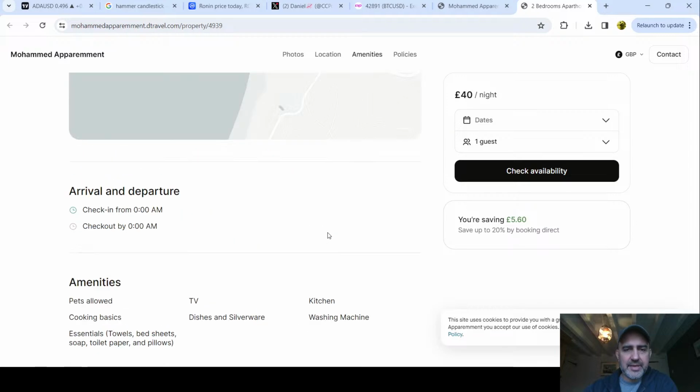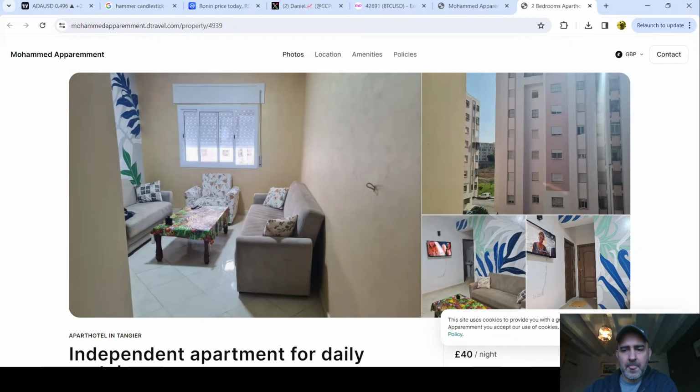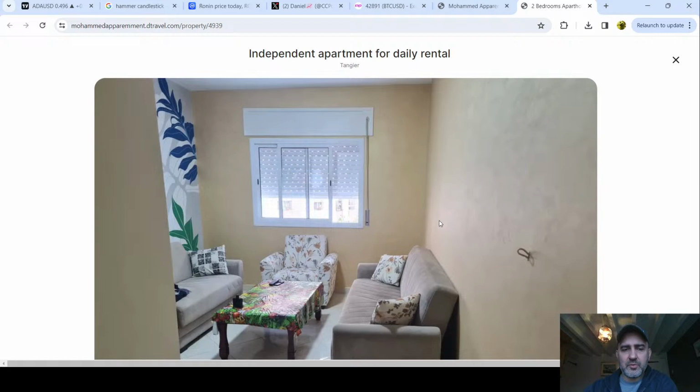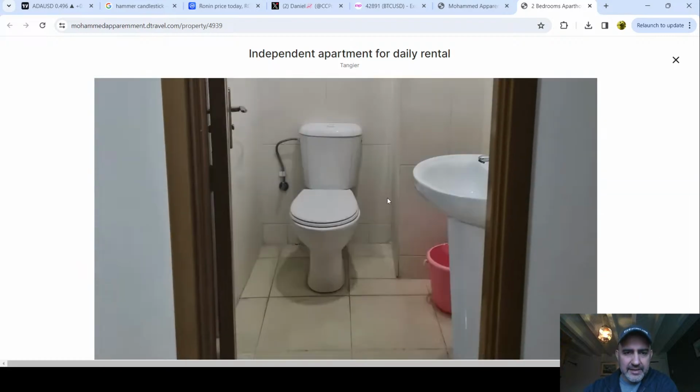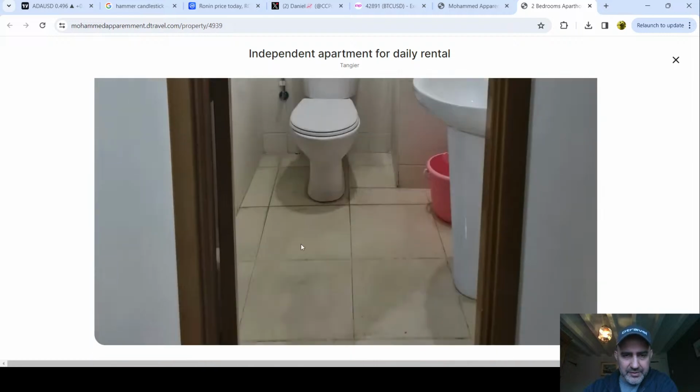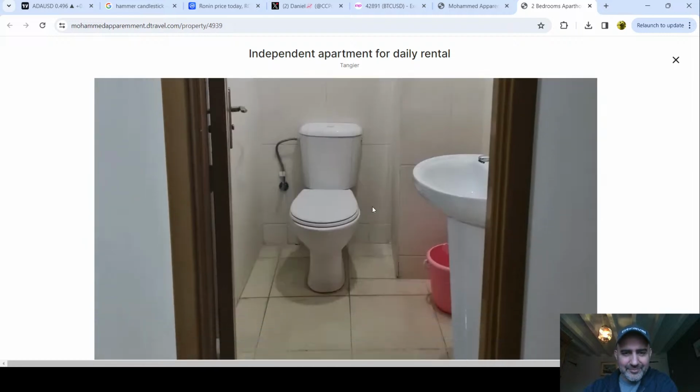This guy's not on Airbnb, which is exactly what we want. We want people to come on who aren't on Airbnb. Do they have a beach picture? I think they'd like to see a beach picture, and I'm not fond of this toilet either. That's a pretty manky toilet.